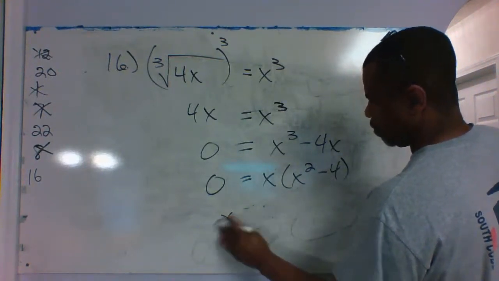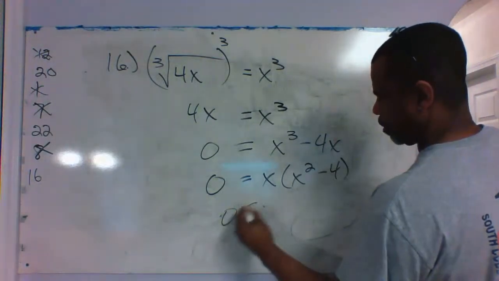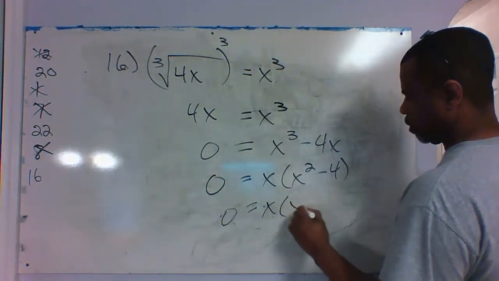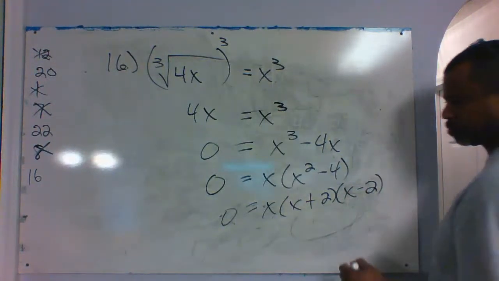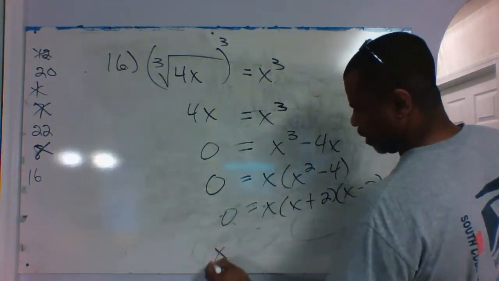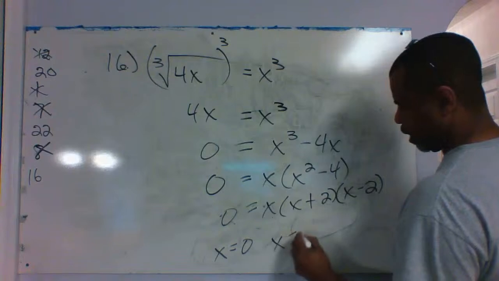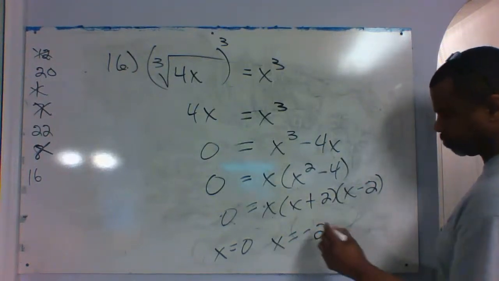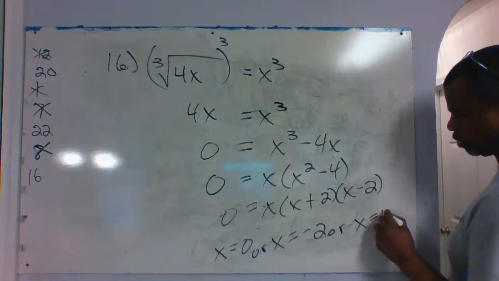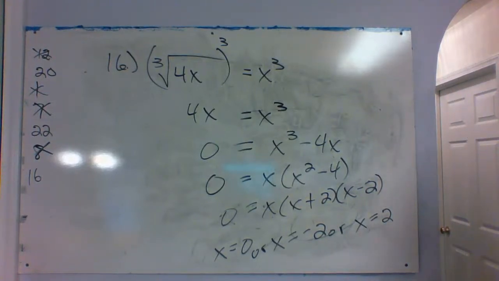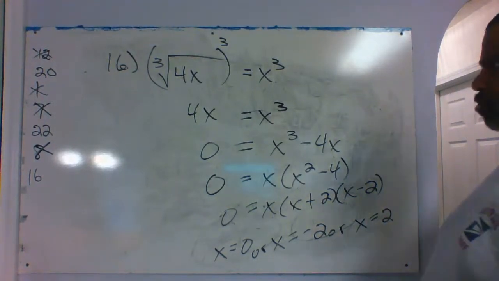Before I do that, I'm sorry. So we got x plus 2, x minus 2. So now we have x equals 0, x equals negative 2, or x is equal to 2. So now we just have to check each one of these individually.